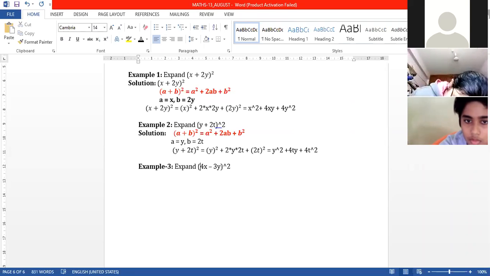But students, always keep in mind, when you are applying a minus b whole square identity, the value of a is 4x. The value of b is not minus 3y, it is 3y, because already in the identity minus sign is there. No need to take minus 3y. These things always keep in mind. Students are doing mistakes here only. The value of a is 4x. The value of b is what? 3y.